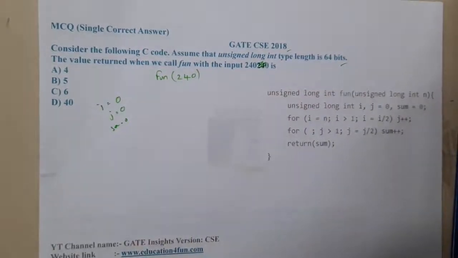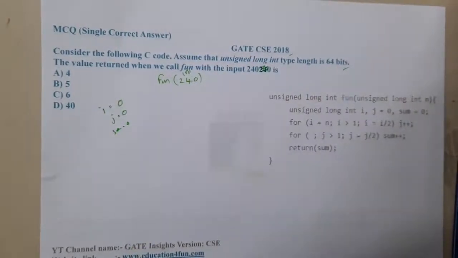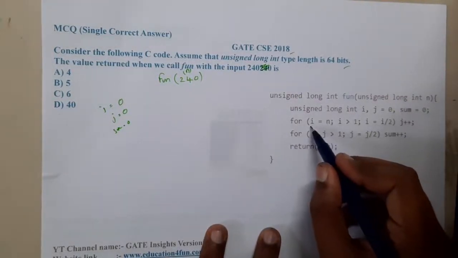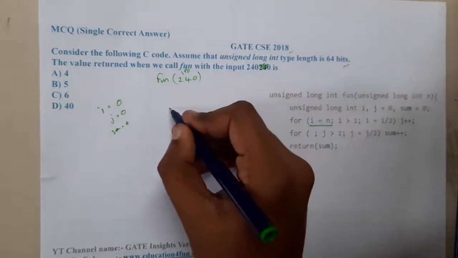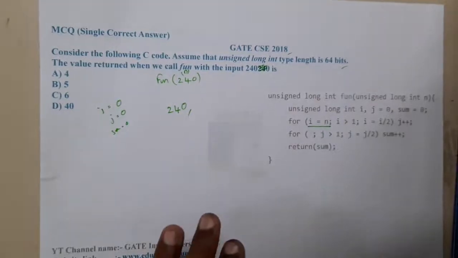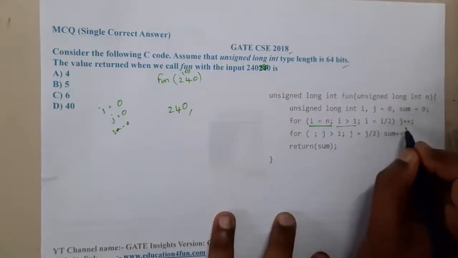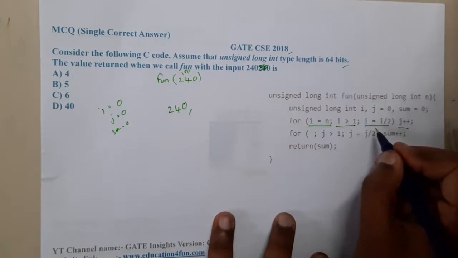Now we are checking the for loop, and this is the value of n. We start from the value of n, that is 240, and run the loop. Next we check whether i is greater than 0, and we do j plus plus, and we halve i, that is i by 2.